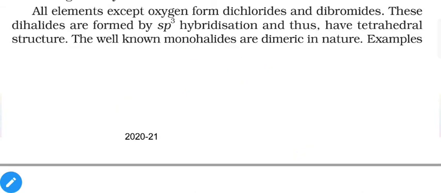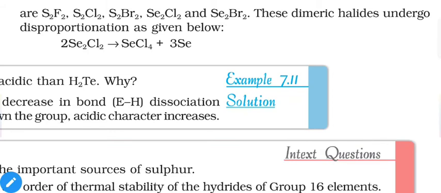All the elements except oxygen form dichlorides and dibromides. These dihalides are formed by sp3 hybridization and thus have tetrahedral structure. The well-known monohalides are dimeric in nature. Examples are S2F2, S2Cl2, S2Br2, Se2Cl2, Se2Br2. These dimeric halides undergo disproportionation as given below. That means one product has a higher and one has a lower oxidation state than the reactant.